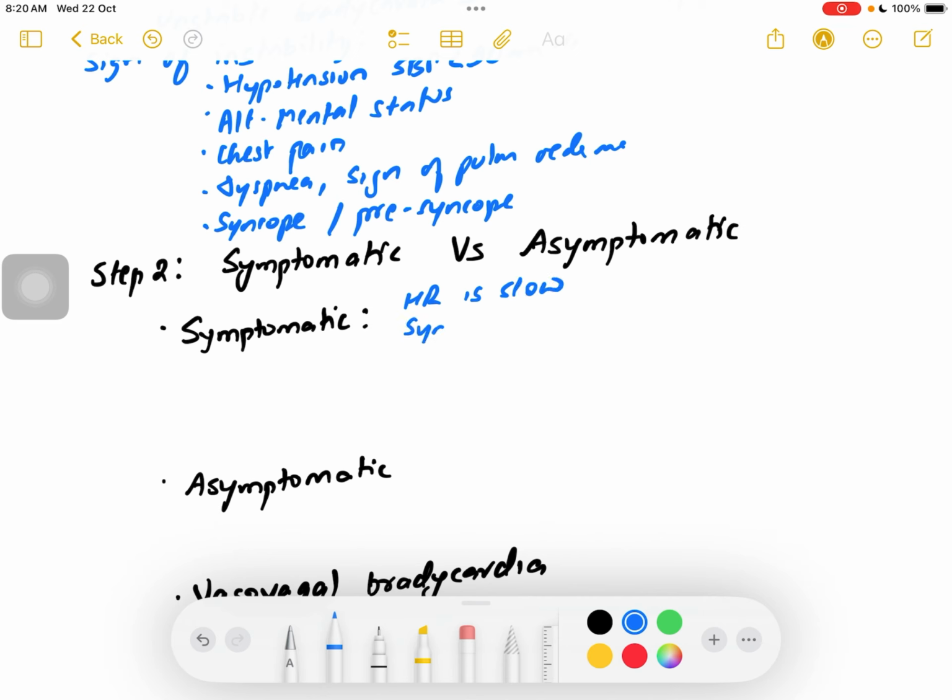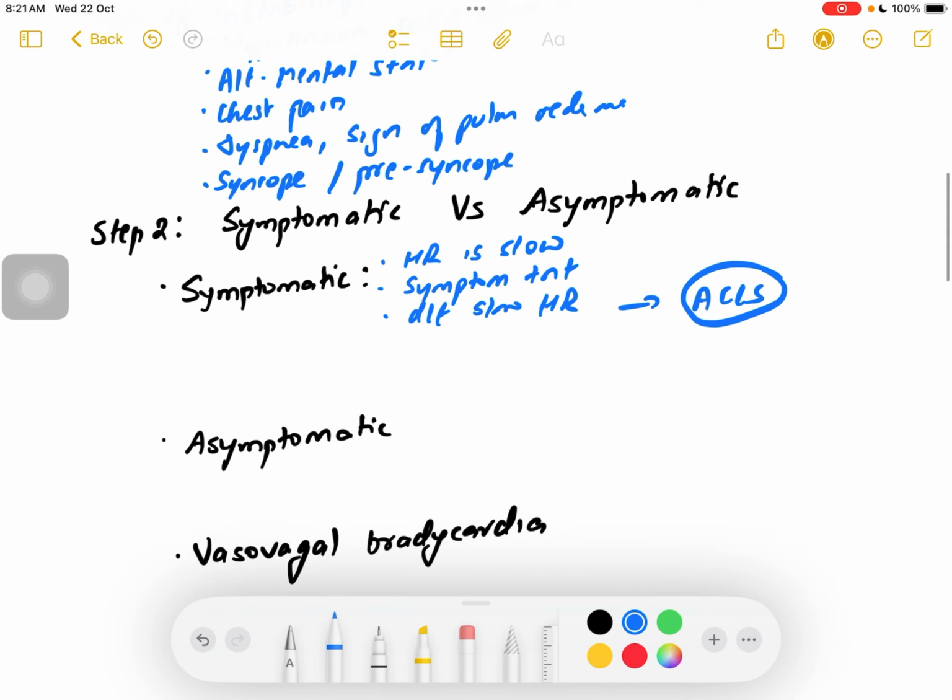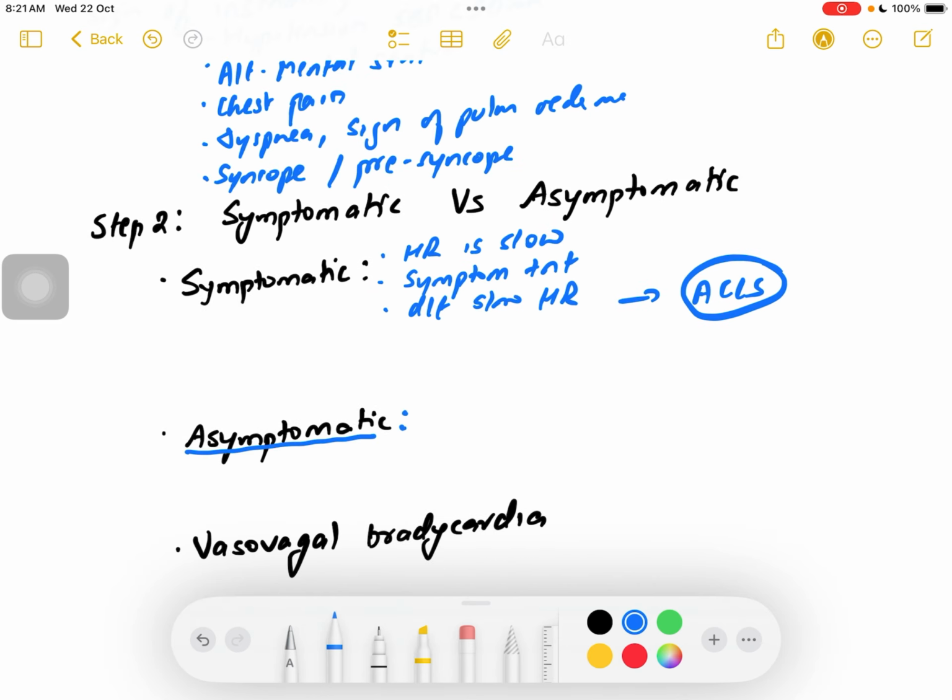After determining the stability, we should also know whether the patient is symptomatic or not. Symptomatic bradycardia means the heart rate is slow, along with which there are symptoms, and these symptoms should be due to the slow heart rate, not anything else. If so, we manage as per the ACLS protocol of bradycardia, which I will talk about later in this video.